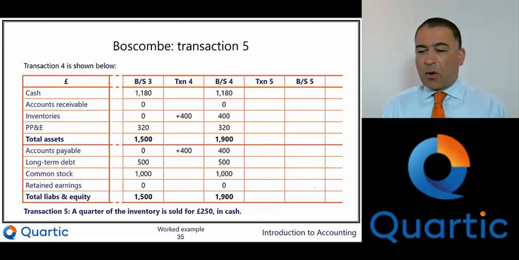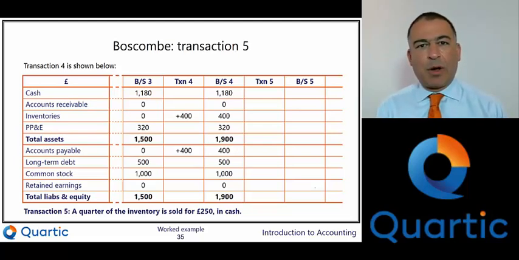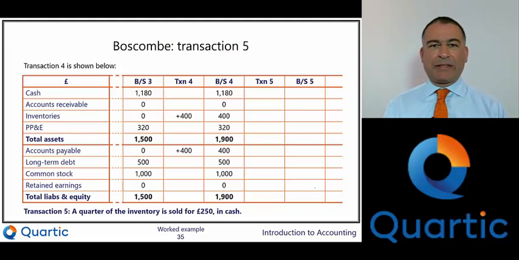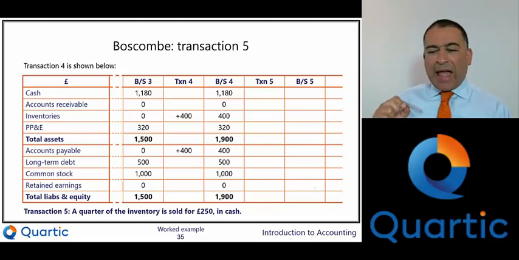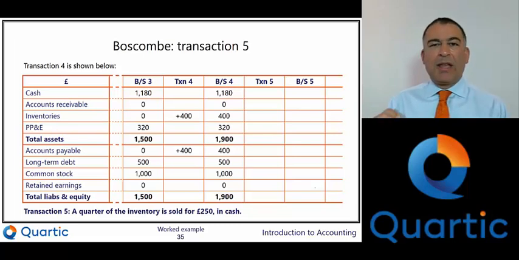Moving on to number 5, you can now see number 4 confirmed to us there. Number 5, a quarter of the inventory is sold for £250 in cash. This is a bit trickier. Hopefully you've got a feel for how we're going to be doing this and how this diagram works, so how we're going to use our Quartic matchstick diagram. Have a go at transaction 5 and think carefully what goes where. Don't forget it has to balance, so have a go at that now.